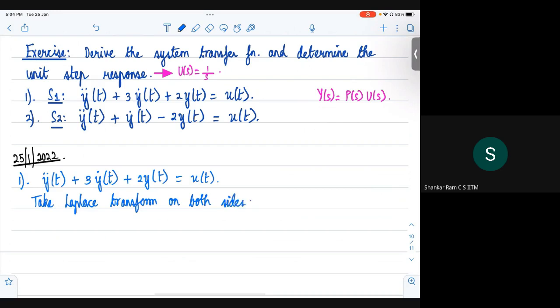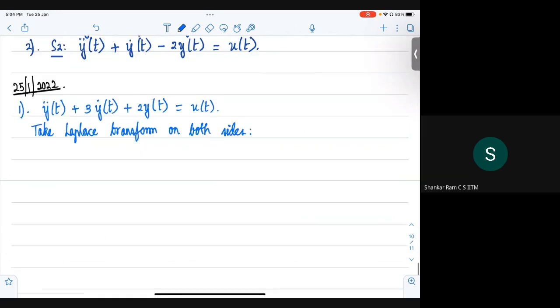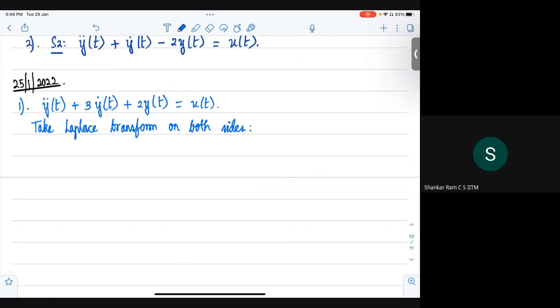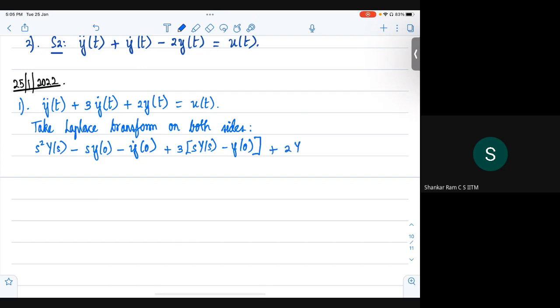So if I apply the Laplace transform, what's going to happen? For y double dot of t, we are going to get s squared Y of s minus s times y of 0 minus y dot of 0. So that is what we have. Then if I take the Laplace of y dot, I am going to get s times Y of s minus y of 0. We have the factor 3 anyway associated with y dot. And then we essentially take the Laplace of y of t, which is only Y of s, and on the right hand side we have U of s.